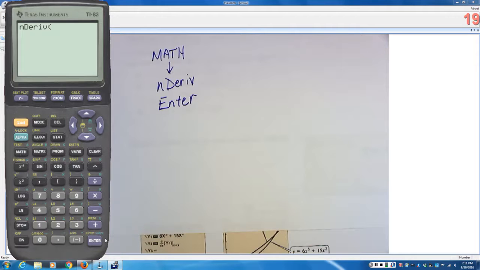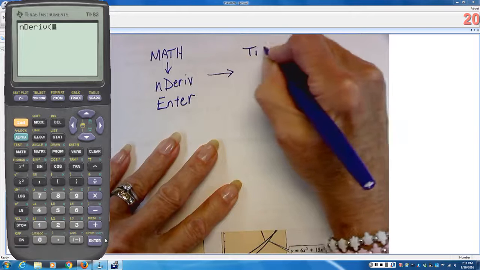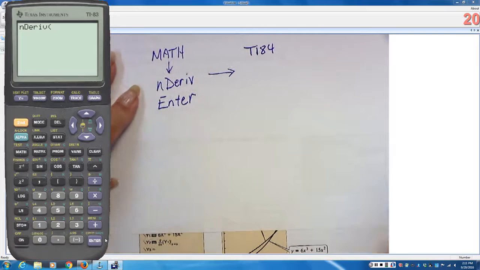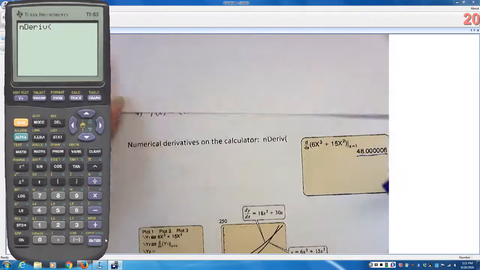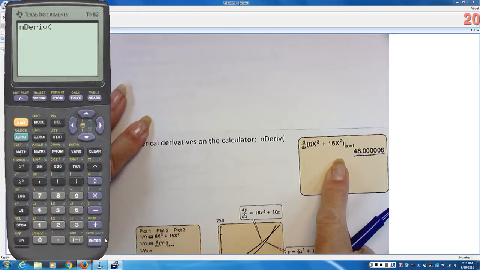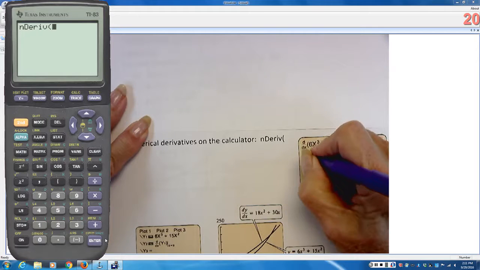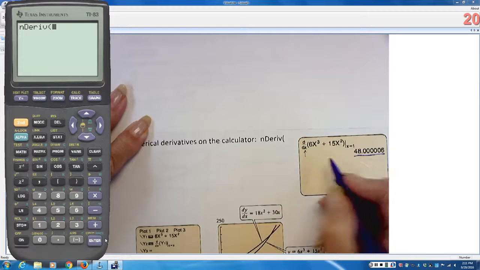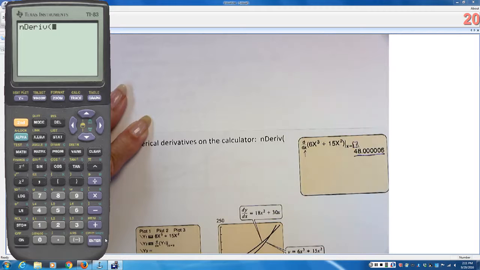Now at this point, the 84 pops over to a screen and asks you to fill in some things. Actually, what the 84 looks like is this. So you'll have to fill in the little X right here. Then put your function in the parentheses, and then fill in that 1 at the end.